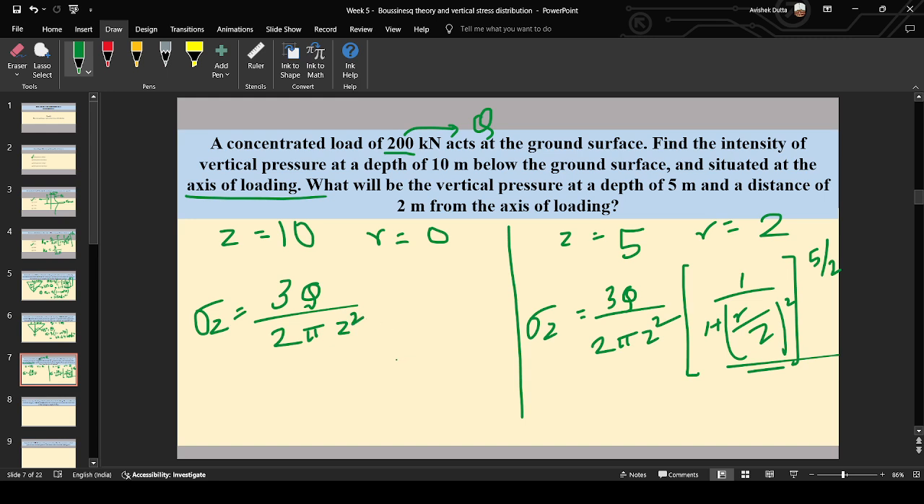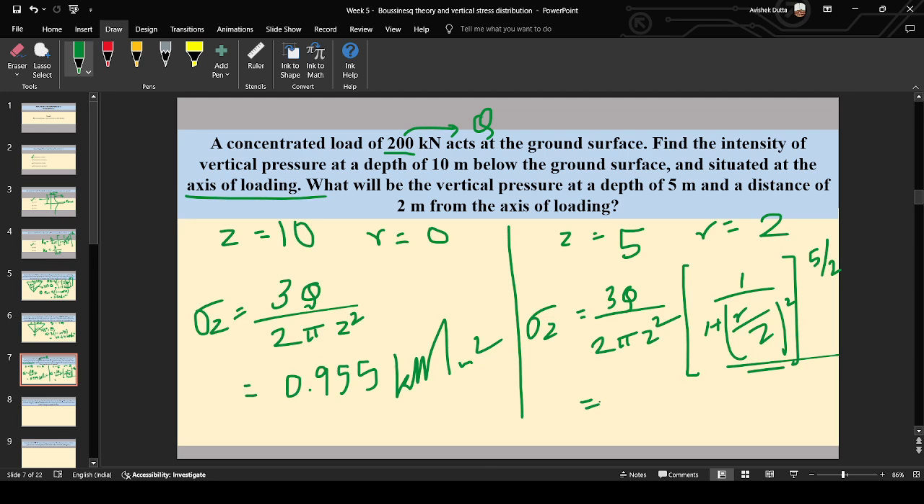Use this formula and you will find out, I'll just calculate once again, in the first instance 600 divided by 2 into pi into z square, z is 10. Yes, it is 0.955. The value is in the unit kilonewton per meter square.